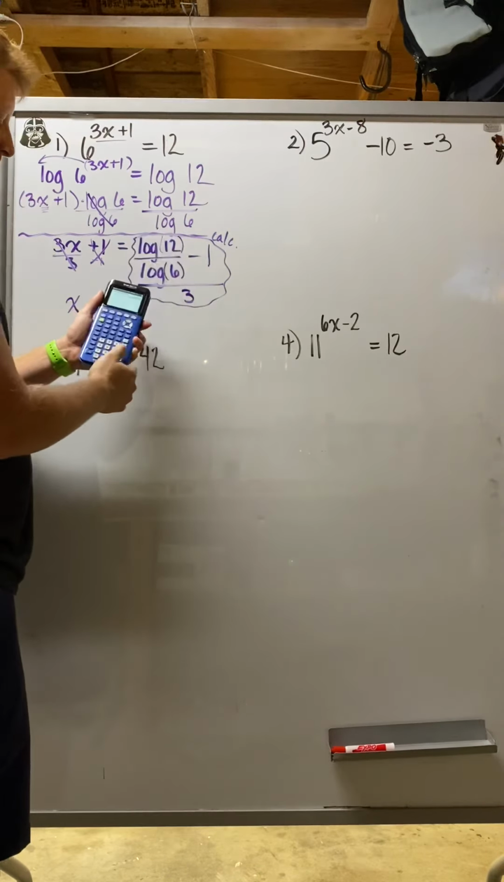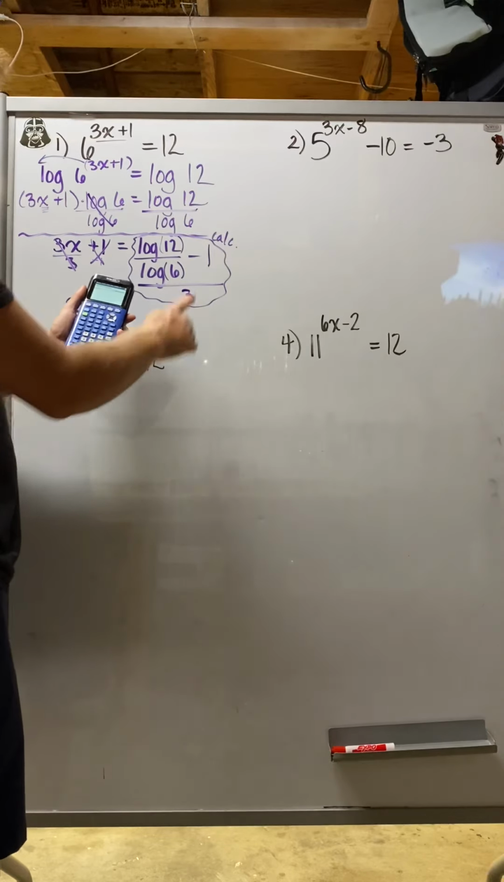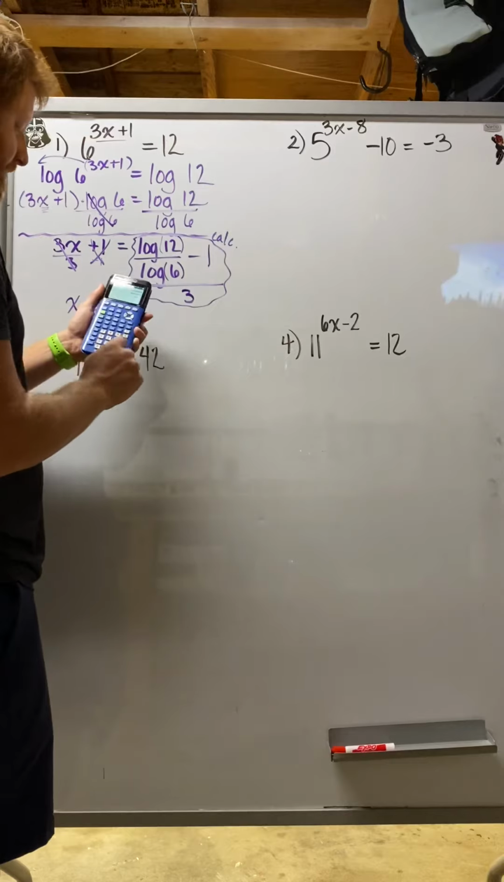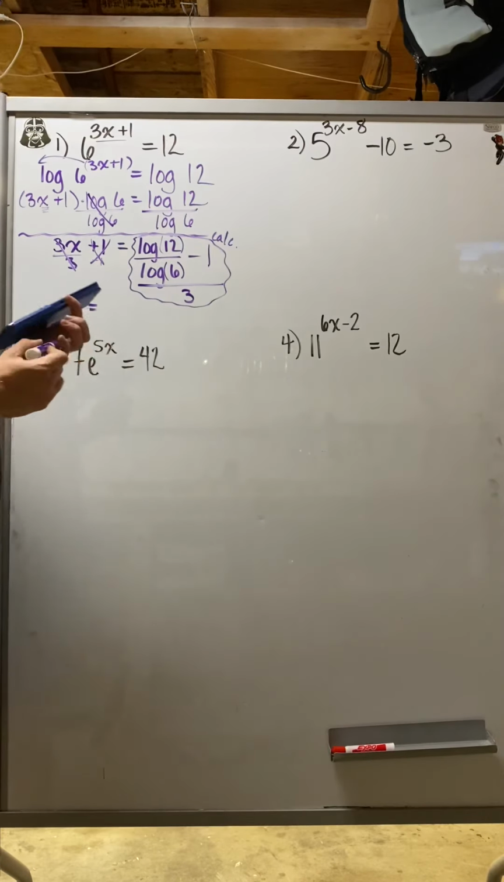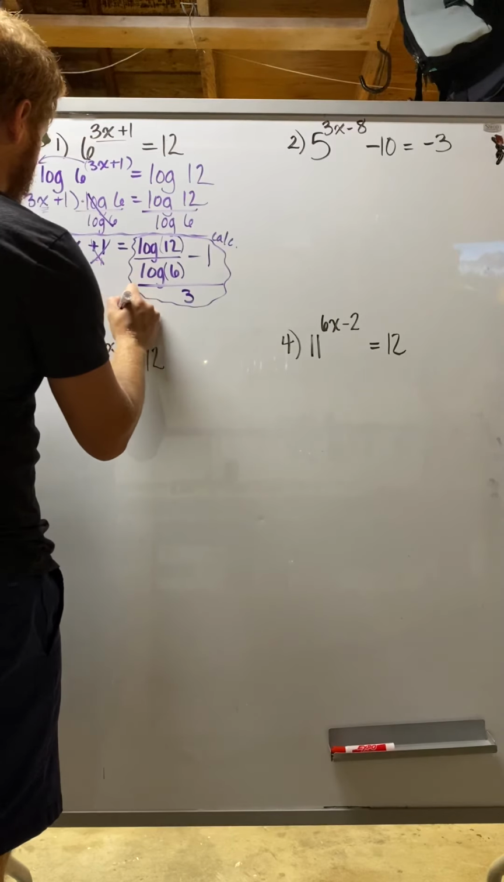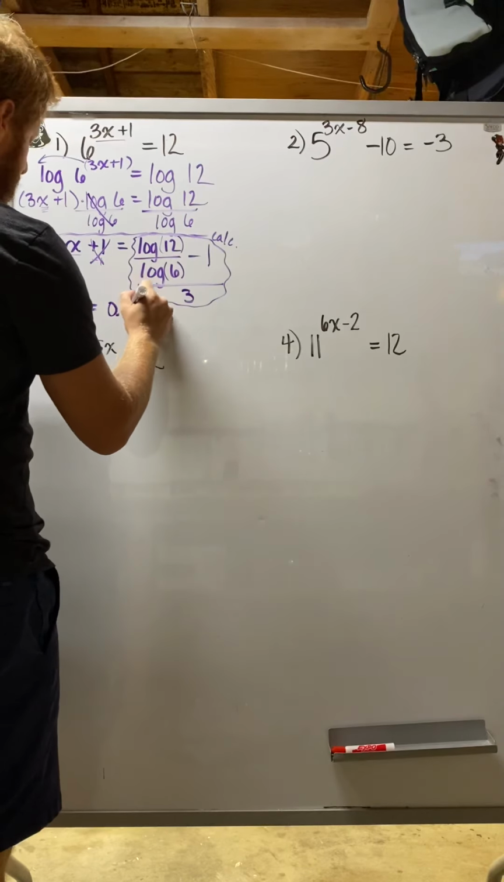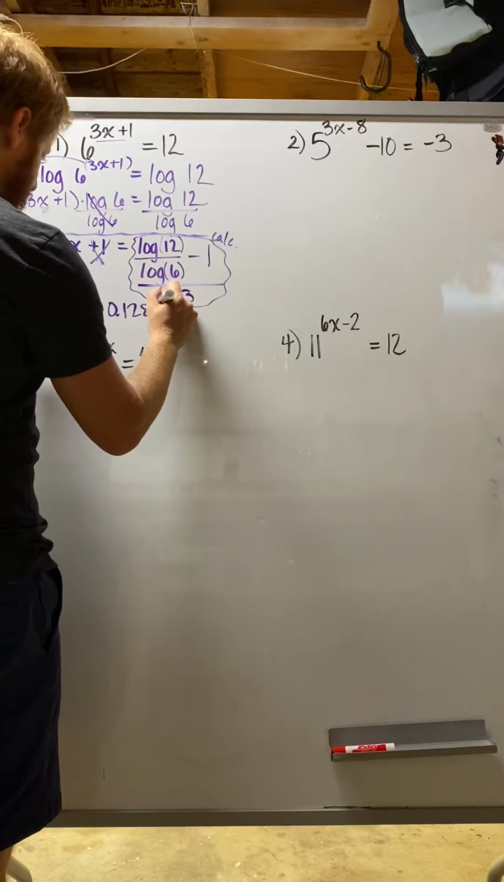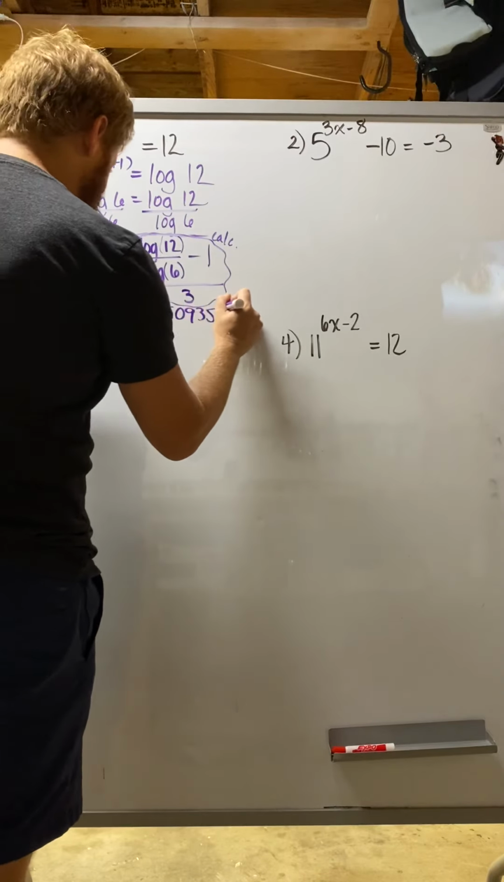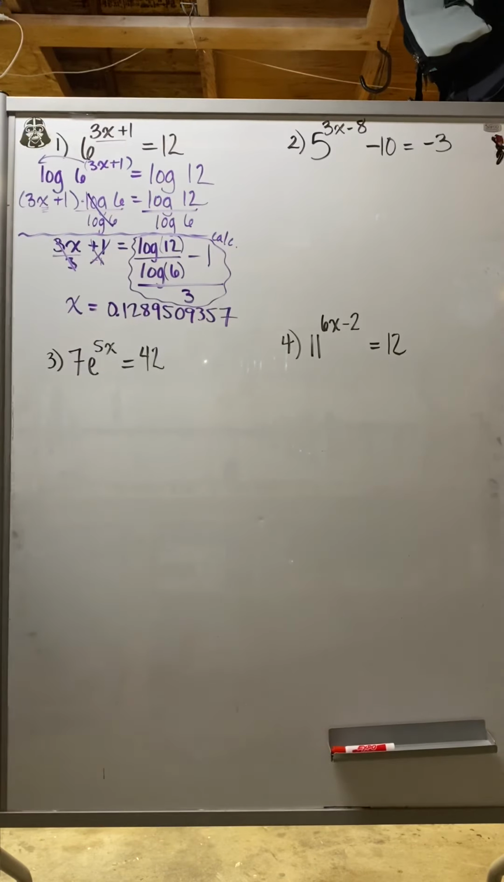That gives me a decimal here. Then I say subtract 1, because that's the next part of this whole thing. Then I say divide by 3. What you should get, and I'm just going to write all the decimals here, is x is going to equal 0.1289509357. And these are what your answers are going to look like.